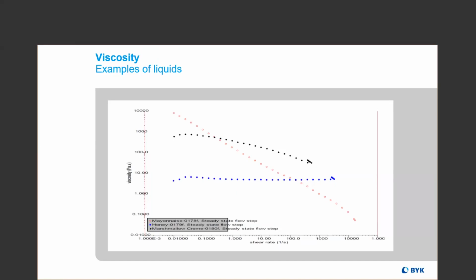We have the marshmallow cream, which is the black dotted curve. And we see that it's decreasing somewhat in viscosity with increasing shear rate. And this is one of our examples of a pseudoplastic. And then we also have the mayonnaise, and that's represented by the pinkish dotted curve here. The viscosity of the mayonnaise is decreasing more or less linearly with increasing shear rate, and that places it in the plastics category of liquids.